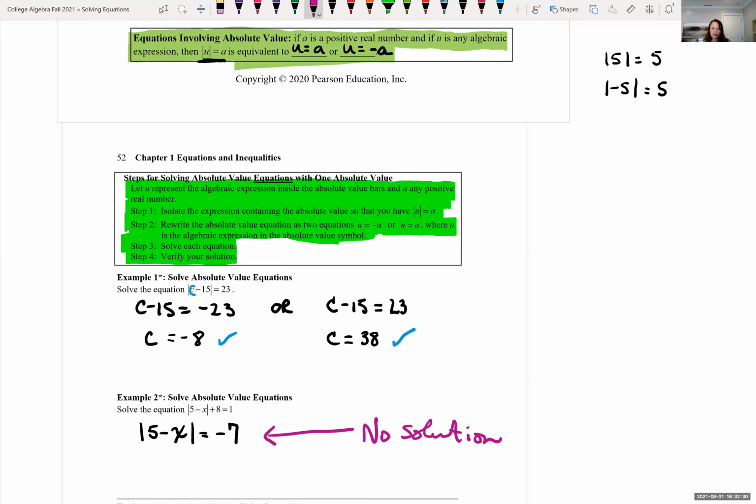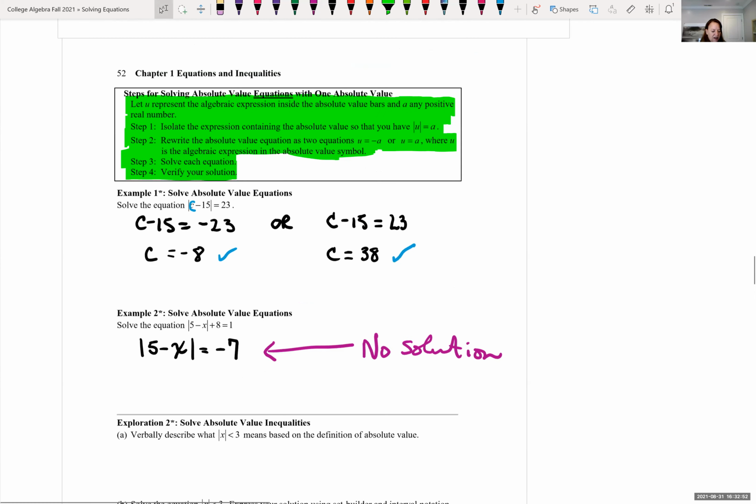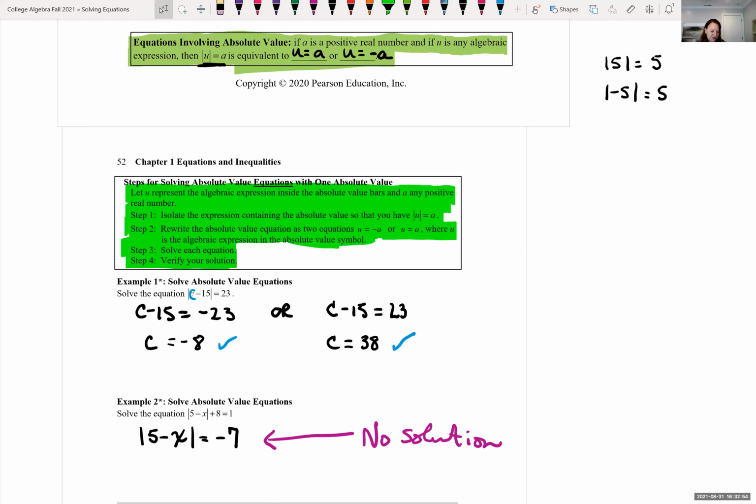If you had gone through and set what was inside the absolute value equal to the positive and the negative side, and then went back to check your answers, you would have seen that it was false. It wasn't a true statement. And so if you didn't recognize that this was a negative, an absolute value can't be negative, and there's no solution, then when you went back to check, you would have found that there was no solution.